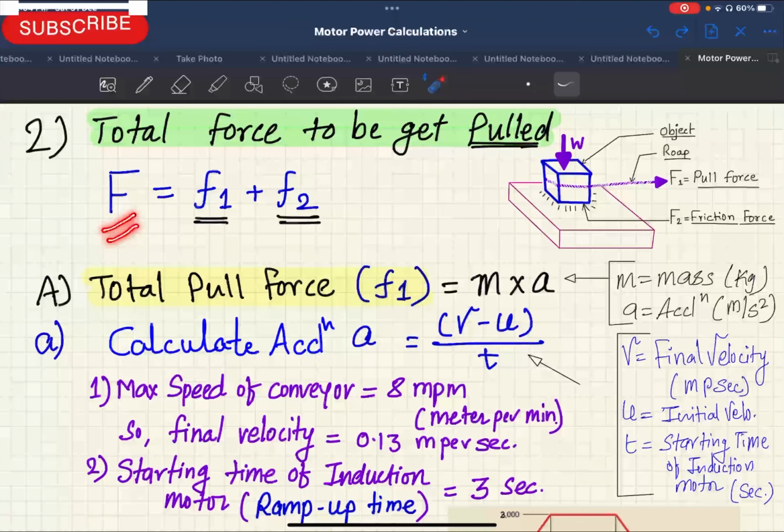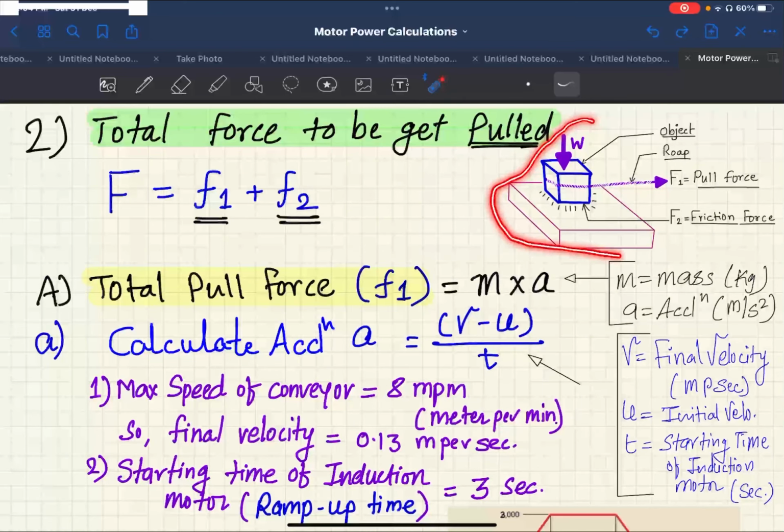Total force F equals to pull force plus friction force, which are denoted here by F1 and F2. To calculate total pull force, we need to first understand this diagram. In this diagram, guys, you can see we have given one object which is connected with the rope, and now we need to pull this object on the steady surface given below. Now to pull this load, we have put some rope tied to the object, and now we are pulling this object with some force. That force is called pull force required to move this object.